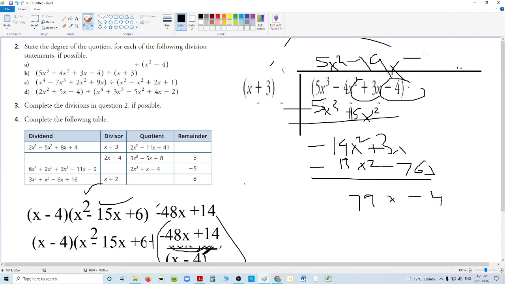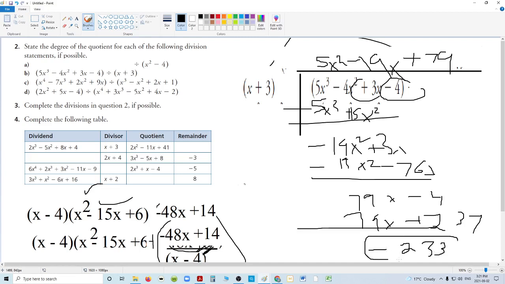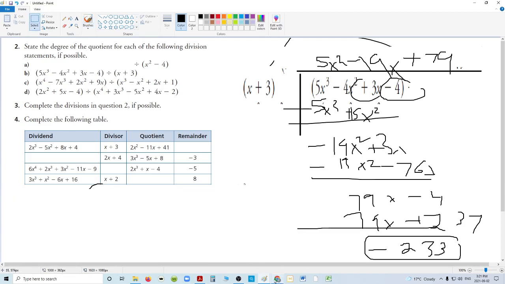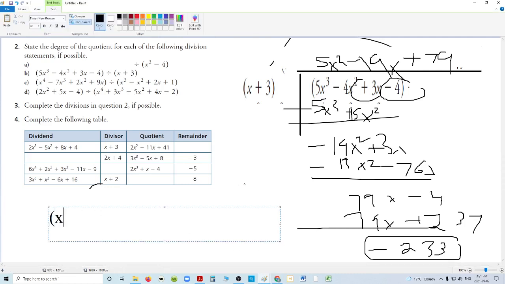So I get plus 79x, plus 210 and 8 and 27 is 237. And when I subtract it, I get minus 233. So that's the remainder. Now I might have done it incorrectly because I did it so fast, but that technique is the right technique. It's just that I might have gotten the numbers wrong.